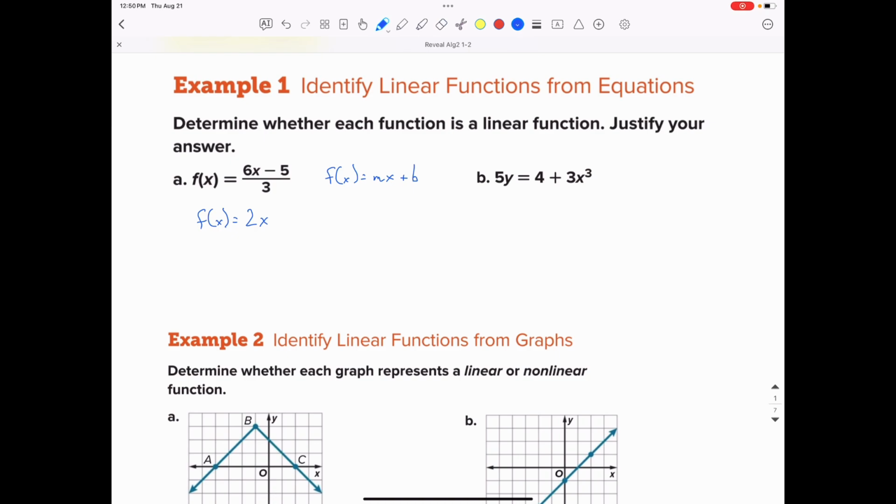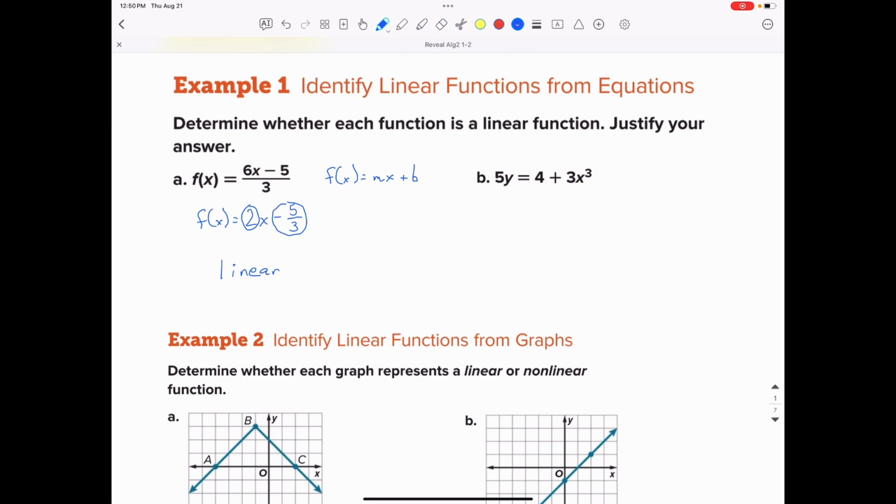And negative 5 divided by 3, we're going to leave as a fraction. I like fractions better than decimals. That's negative 5 thirds. And this is in the form y equals mx plus b. The m is the 2, and the b is negative 5 thirds. Since we can put it in the form y equals mx plus b, this is linear. The way you would explain it is to show that you can put it in the form f of x equals mx plus b. So just show your work.